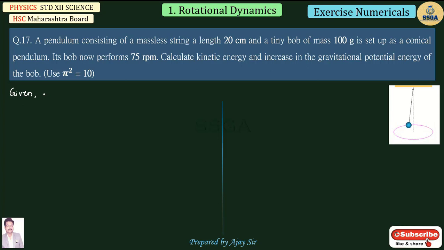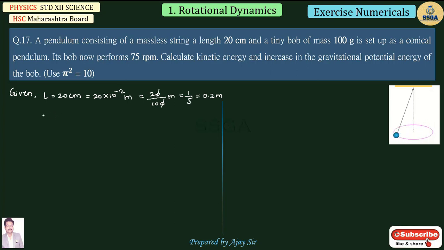The length of the pendulum is L. Suppose L is equal to 20 centimeter. We will write this in the MKS system. So 20 into 10 raised to minus 2 meter is equal to 20 divided by 100 meter. So 2 and 10 get cancelled. This is 1 upon 5, which is equal to 0.2 meter. So this is the length of the conical pendulum.